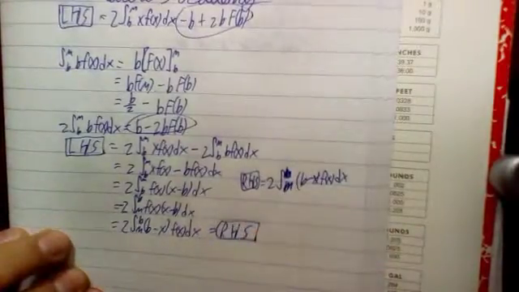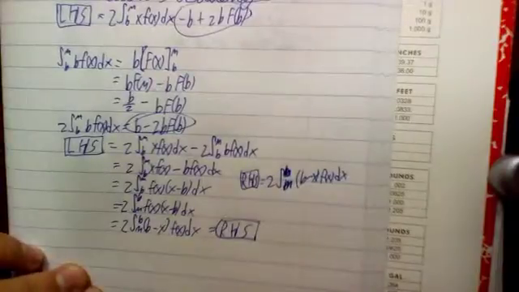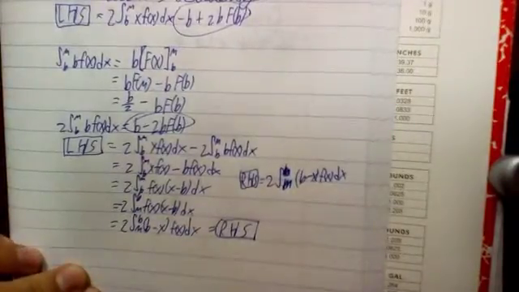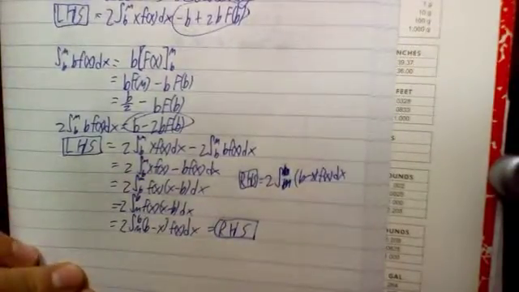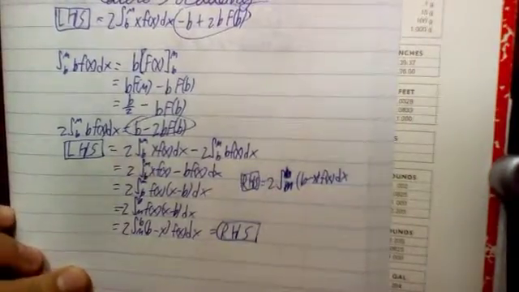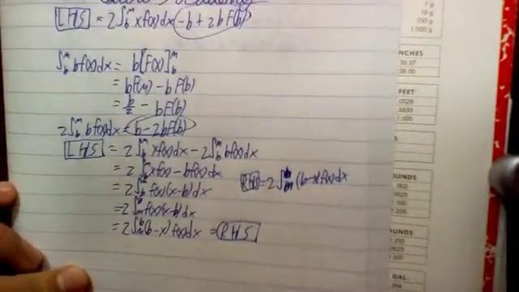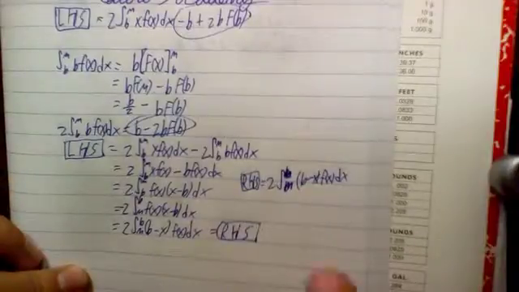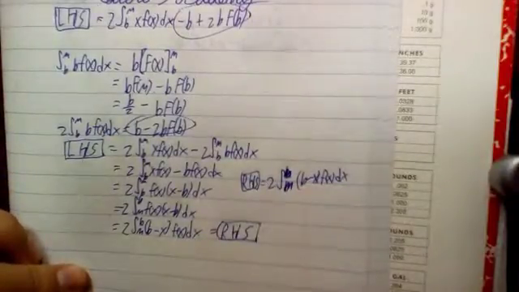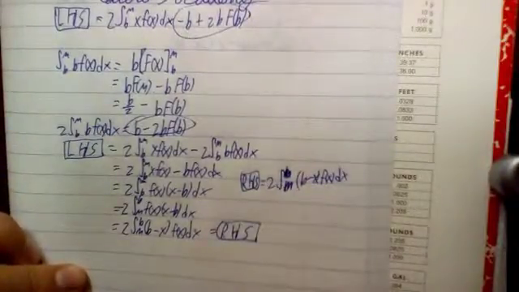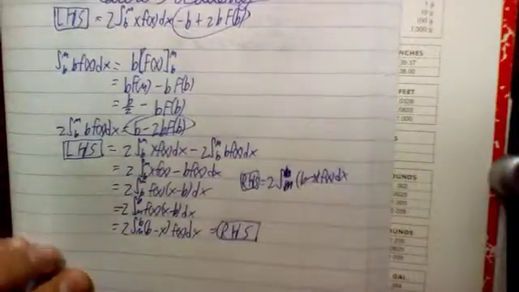Therefore, we have just proven that the expectation of the absolute value of X minus b is equal to the expectation of the absolute value of X minus m plus 2 times the integral from m to b of (b minus x) f(x) dx.